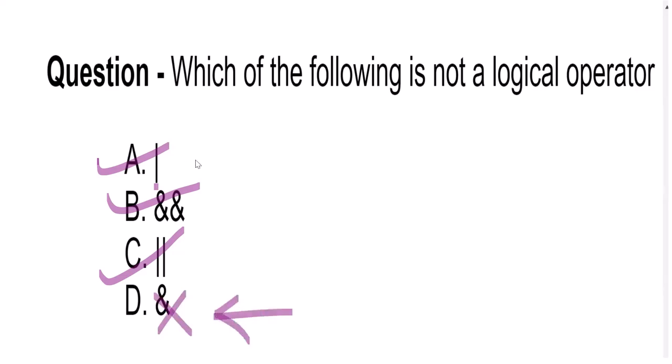I have ticked these only because these are logical operators: logical not, and, or. But this one is bitwise and, because it works on bits, not on the numbers or whatever values are passed. Also, I would like to tell you that if it is a single line, then it is a bitwise or operator, and if it's a tilde, then it is the bitwise not operator.